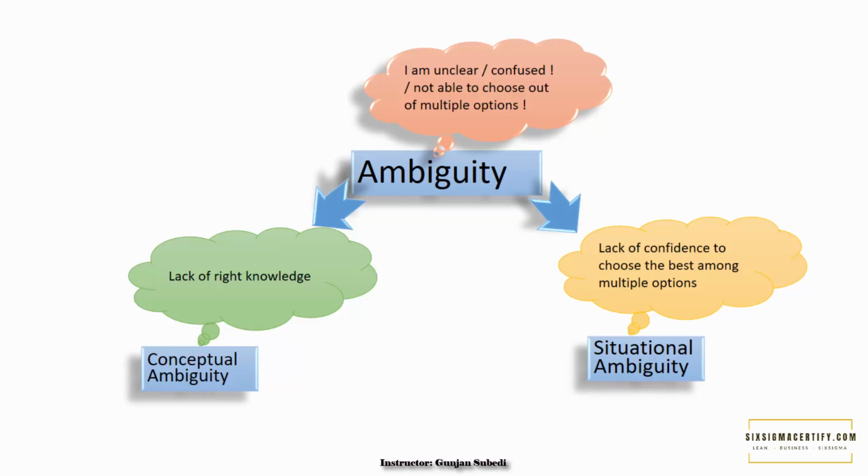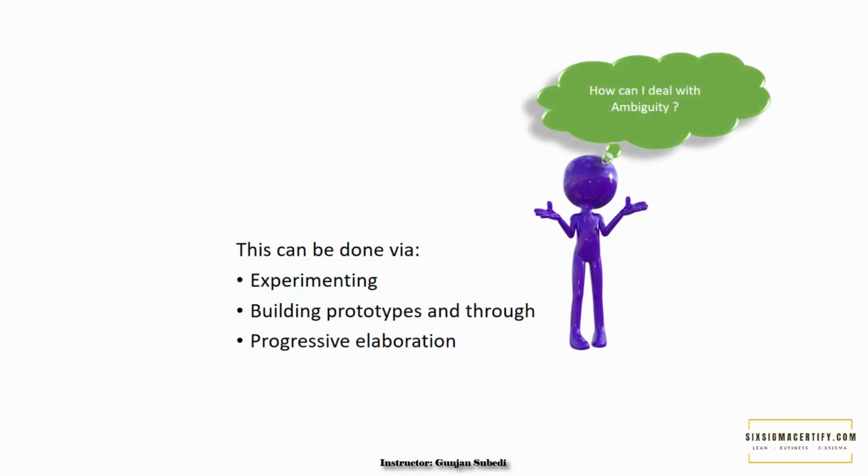So how can we deal with ambiguity? This can be done via experimenting, building prototypes, and through progressive elaboration. When we form prototypes or experiments, we can reduce the ambiguity because the causes of the risk get to the surface so that we can locate them easily. Progressive elaboration refers to ongoing improvement of a project plan based on new learnings and insights obtained during the project lifecycle. So we can do that from the lessons learned repository, refining the present projects based on the past history, and what we learned about similar projects in the past can help us reduce the chances of ambiguity.